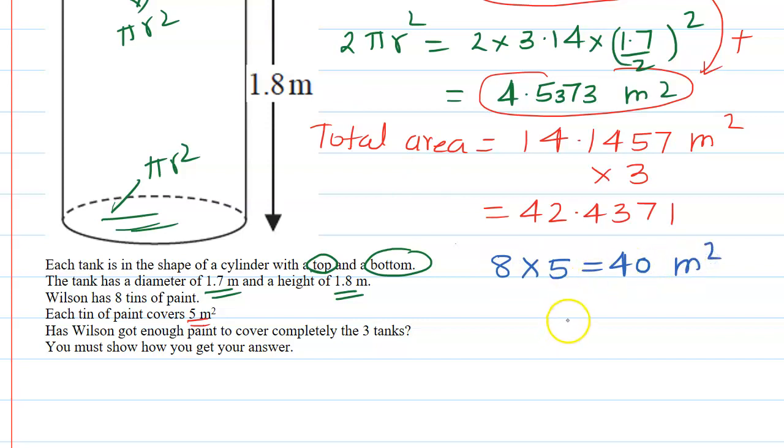So we don't have enough paint. Wilson doesn't have enough paint here, because we require 42.4371 meter square for this area, and we have paint only for a 40 meter square area. So Wilson does not have enough paint.